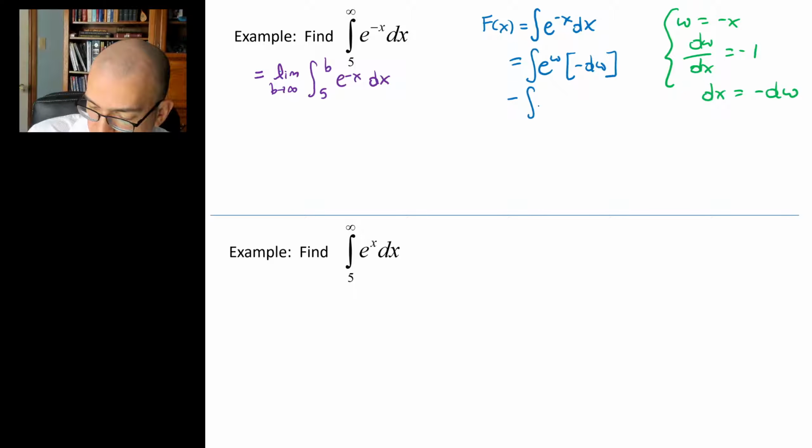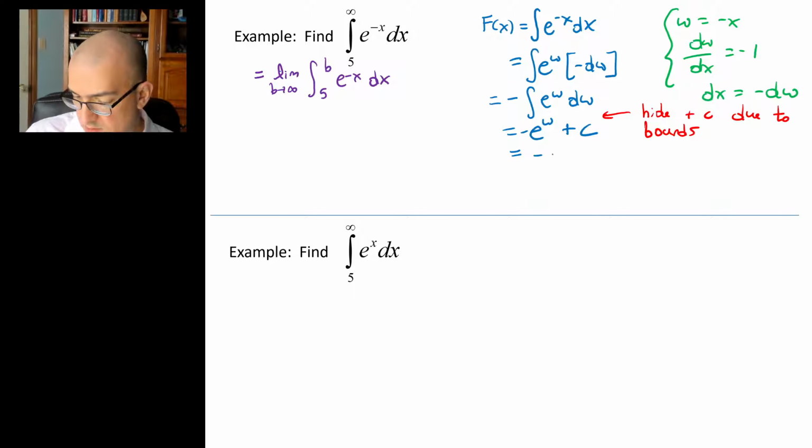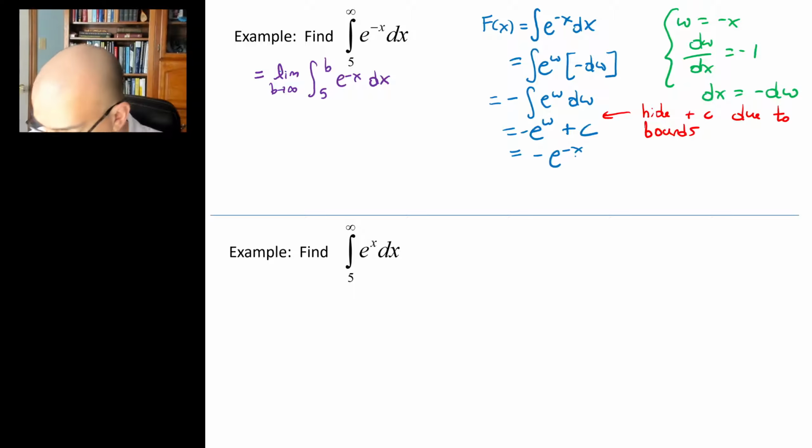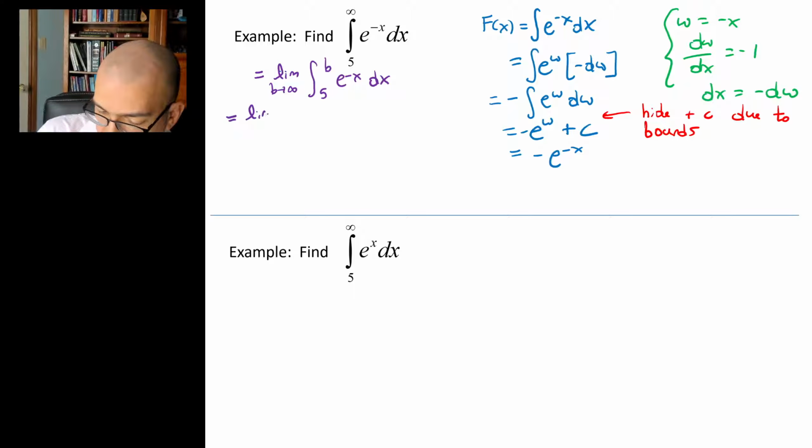So negative integral of e to the w, which is negative e to the w plus c, and then we hide the plus c because we have bounds of integration. And the other thing I'm going to do is go back to writing the integral in terms of x. So negative e to the negative x. So that's my function. So now this becomes the limit as b approaches infinity of capital F of x, the antiderivative, evaluated from 5 to b.